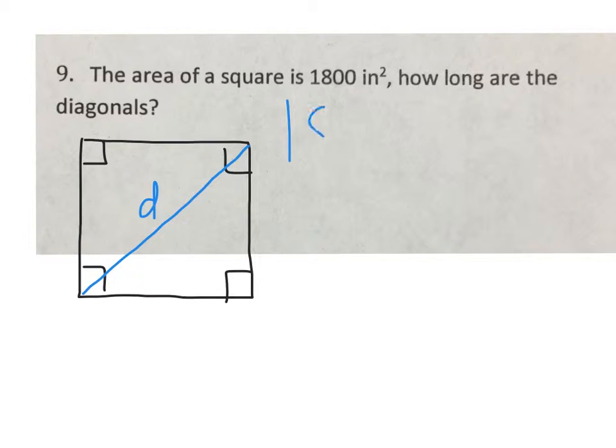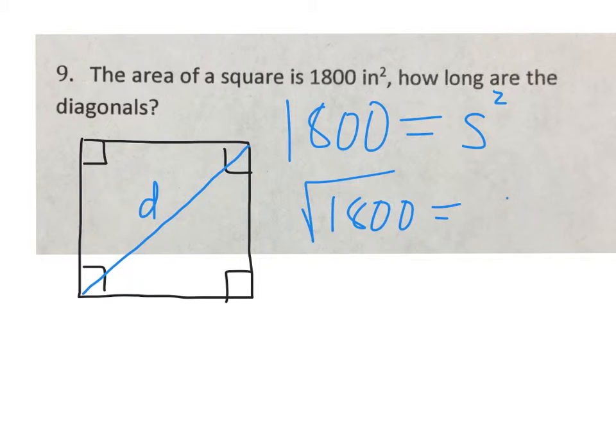Okay, so we know that the area is 1800 and the formula is side squared. So when we take the square root of both sides, we get the square root of 1800 as the length of one of these sides. Root 1800, which I'm sure can be simplified.